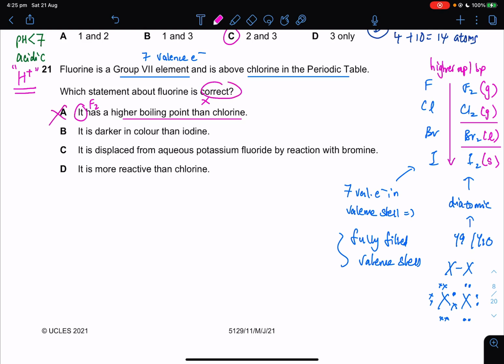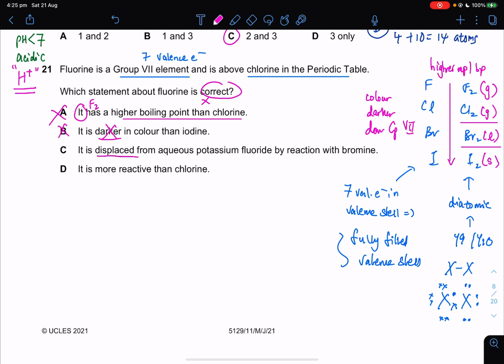Looking for the correct statement. And the color actually gets darker down the group. Color is darker down group 7. So it is darker in color than iodine? Nope, iodine is further down. Iodine is a black solid. These are pale, kind of colorless gases. So it's not darker, it is lighter.